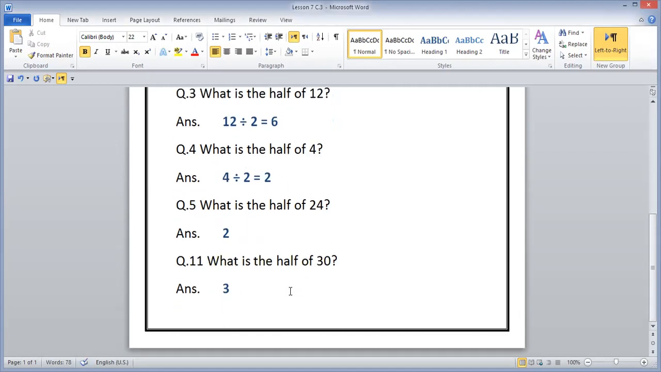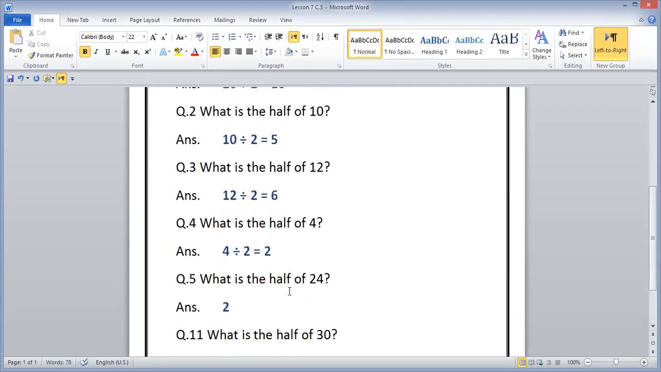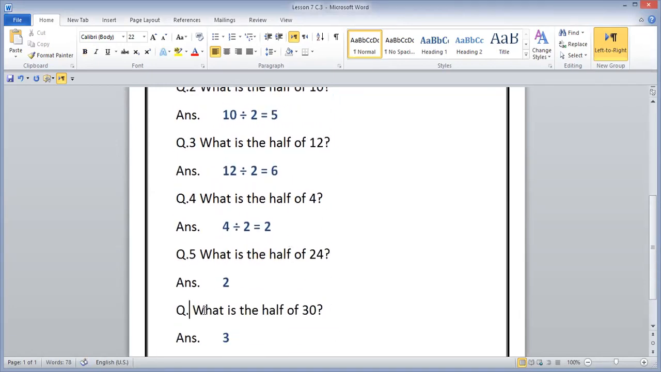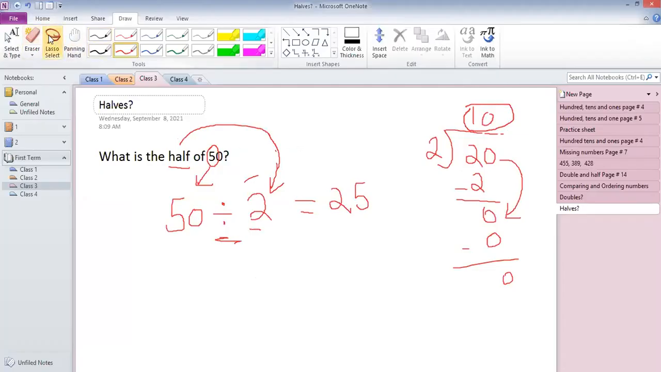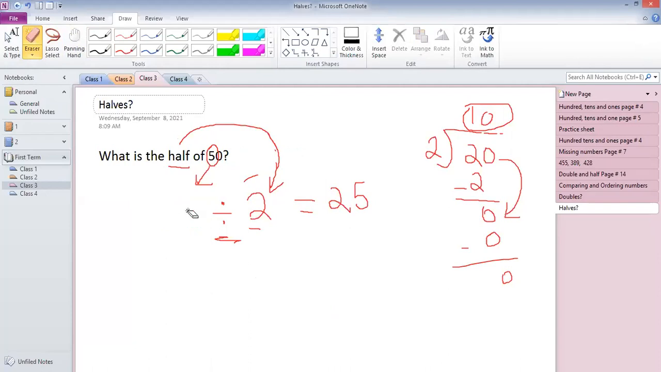Now guys, what is the half of 24? What is the half of 24? In order to find out the half of 24, you will write 24 first. Then you will divide it by 2. 24 divided by 2. For that, I come to this screen, guys. You have to divide 24 by 2, right? So you will write here 24.